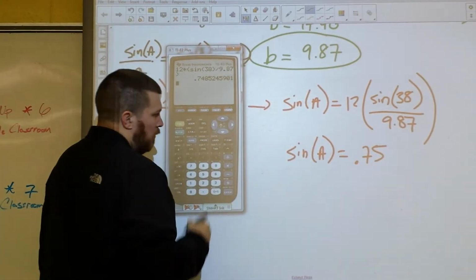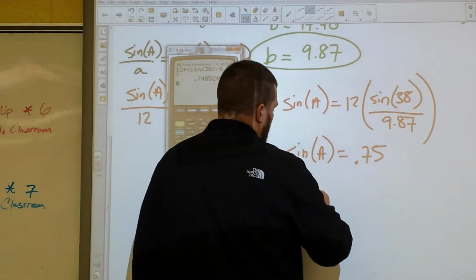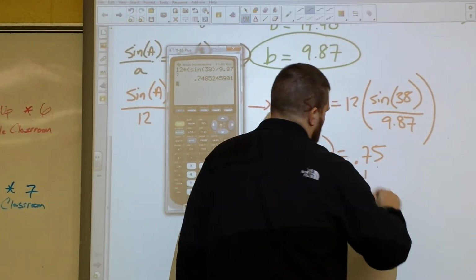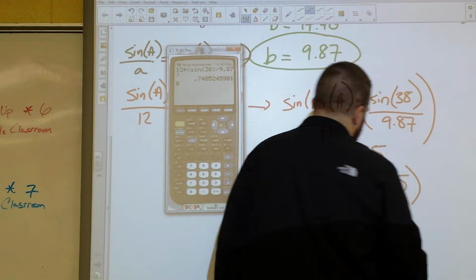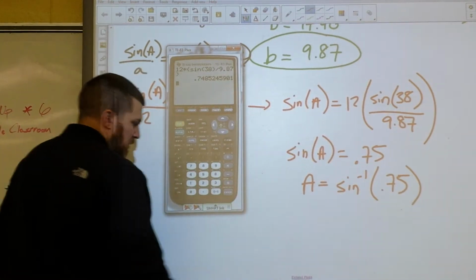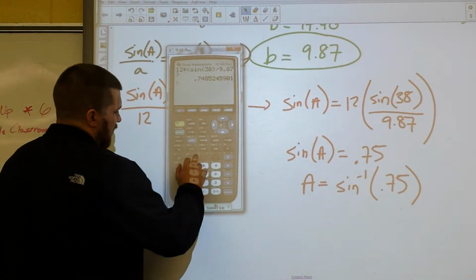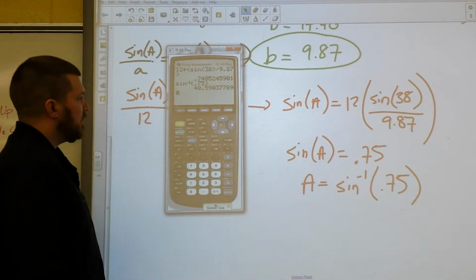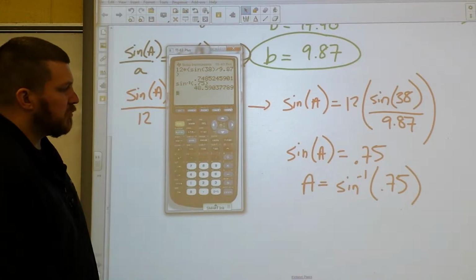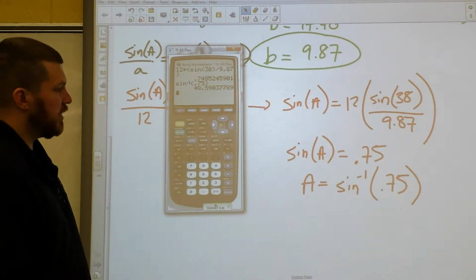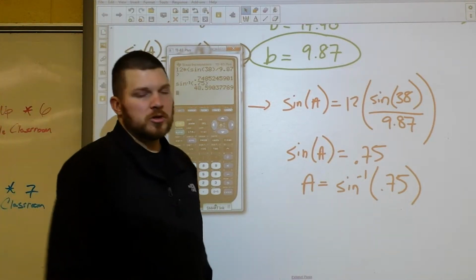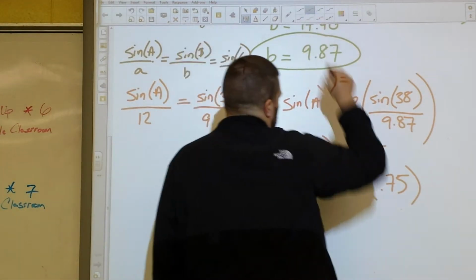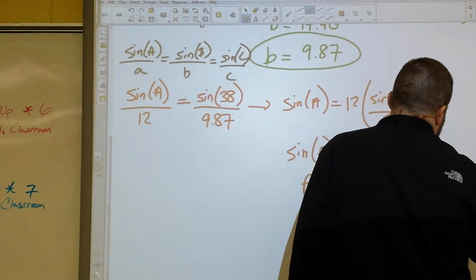Now I want angle A. So I have to do sine inverse on each side. Sine inverse of 0.75 gives me angle A. Second sine of 0.75, and that's about 48.59. I'm going to round to the nearest whole degree. The more decimals you include, the more accurate. So angle A is about 49 degrees.